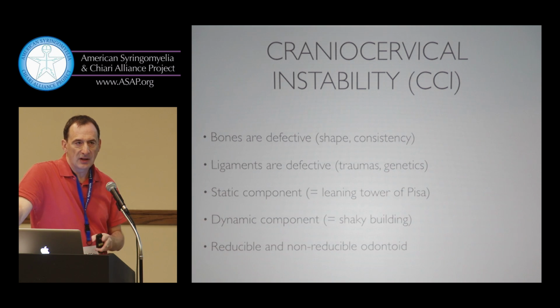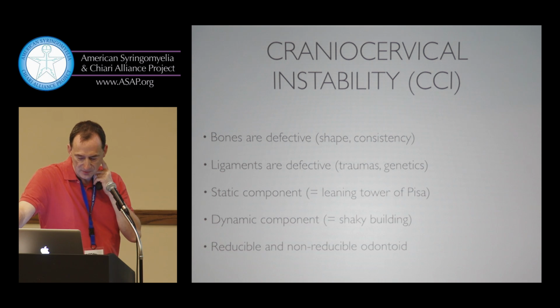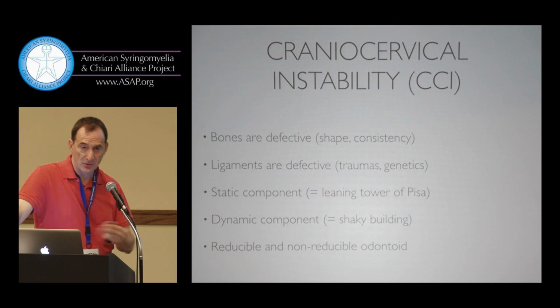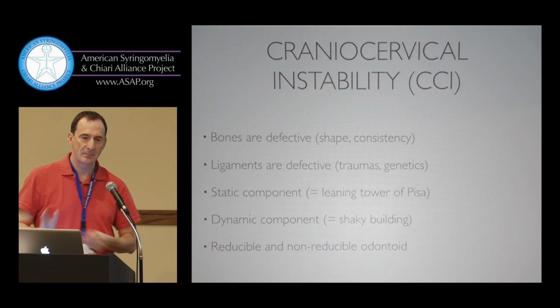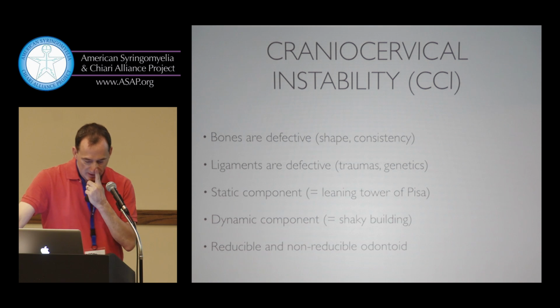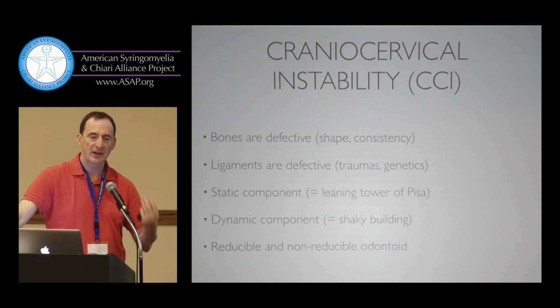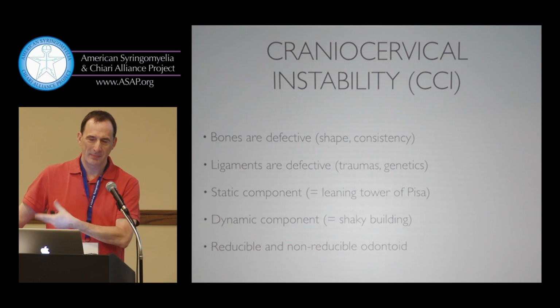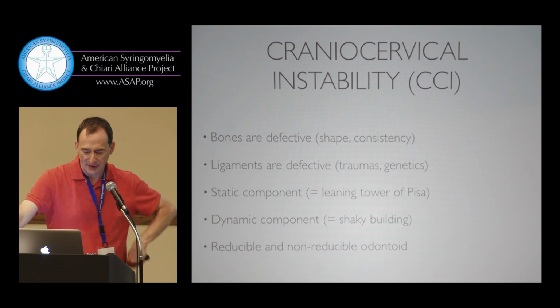What is craniocervical instability? It is when things start going wrong at the craniocervical junction, and the bones can be defective in shape or consistency. Shape is, okay, something is supposed to be straight, instead it's crooked backwards. That's easy to understand. Other times, the consistency. You build a house with good cement, and you build a house with cement which is defective. The house is going to fall down.